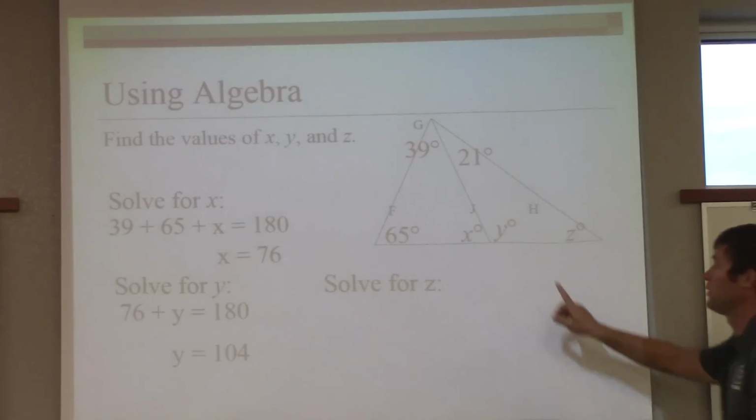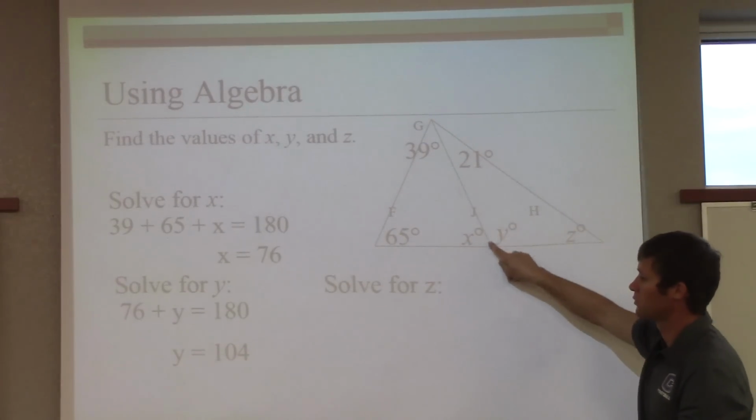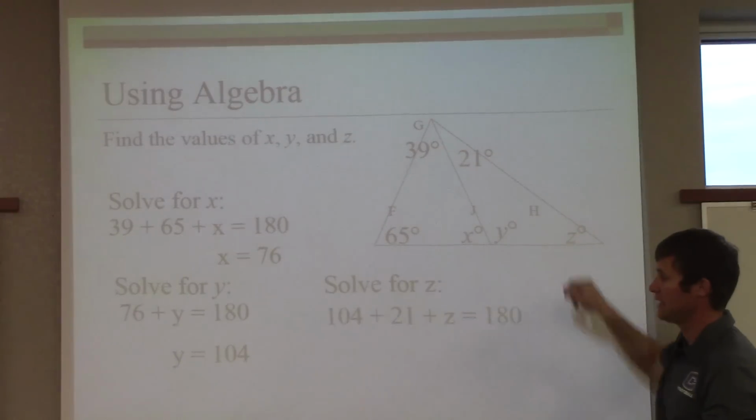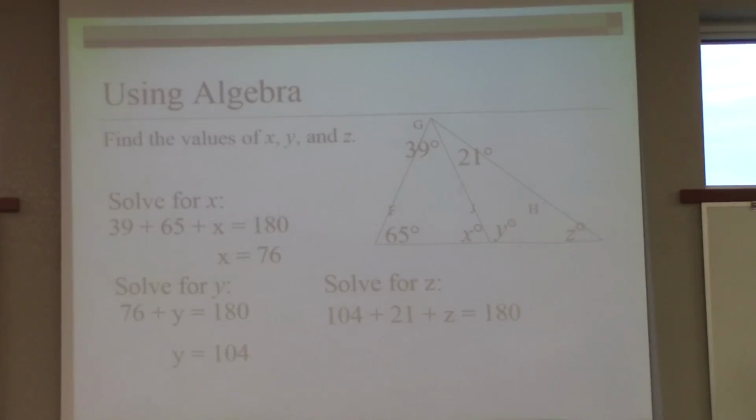Last one. So if you know this angle right here is 104, and this angle is 21, then we'd add that to Z, and we should get 180 degrees. Combine, which gives you 125, subtract from 180. So your Z is equal to 55.